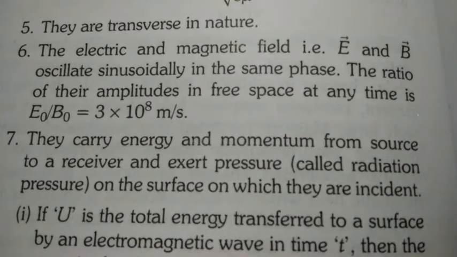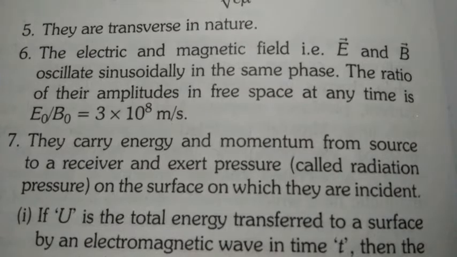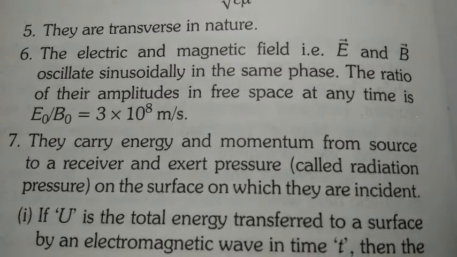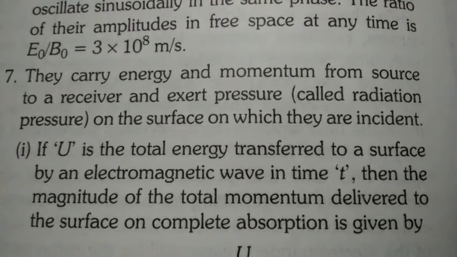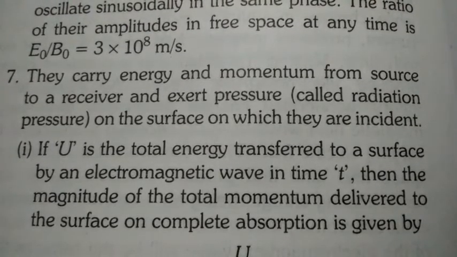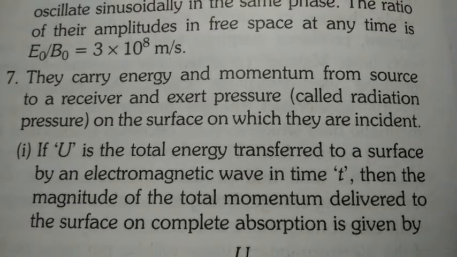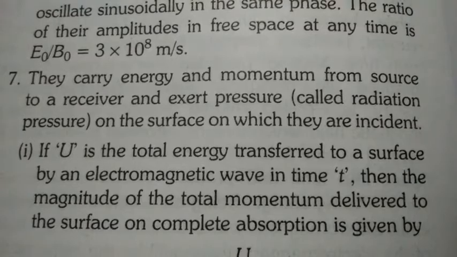Okay, both the perpendicular fields, electric field and magnetic field, are in the same phase and can be represented by sine waves. The ratio of their amplitudes in free space at any time is E naught upon B naught equals c, which is equal to 3 into 10 to the power 8 meter per second. Seventh point, they carry energy and momentum from source to a receiver and exert pressure, which is called radiation pressure, on the surface on which they are incident.